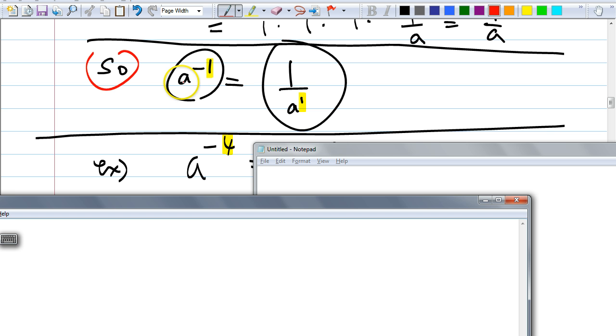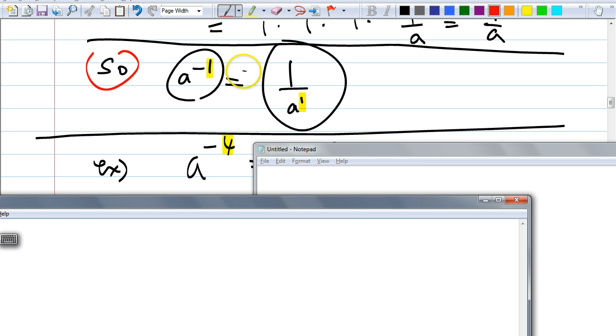Hint, look, I had a to the negative 1 power, right? By the way, does this become negative a? Is this same as a times negative 1? Is a to the negative 1 power same as a times negative 1? No. Many times people see this and they go, oh, don't I multiply negative 1 times a? No, that's not what it means. It means a to the negative 1 power. So what do you think?